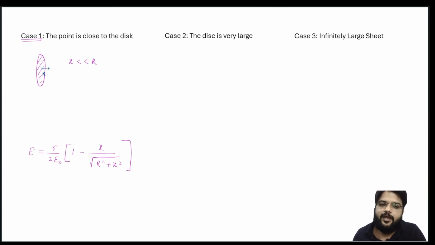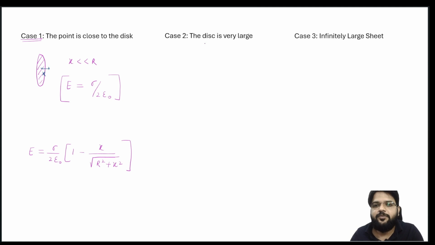Then what will happen? If we divide any small quantity by a very large quantity, then definitely we will get approx 0. So x by under root r square plus x square will become 0, everyone. It is approx 0. Then electric field near to the disk, we will get E equal to sigma by 2 epsilon naught. So if the point is present near to the disk, then electric field is sigma by 2 epsilon naught. All right, this is the case number 1.